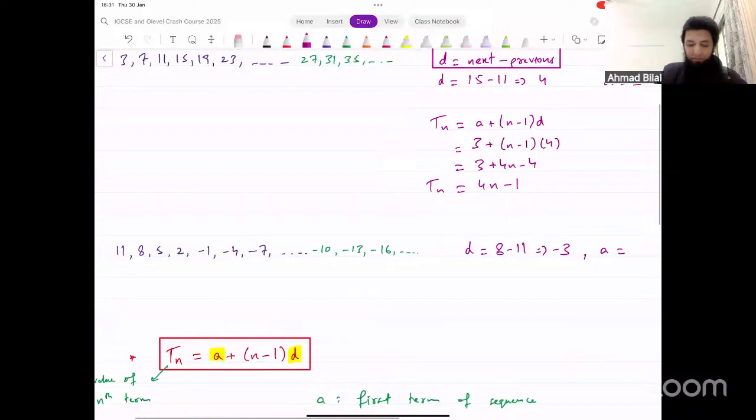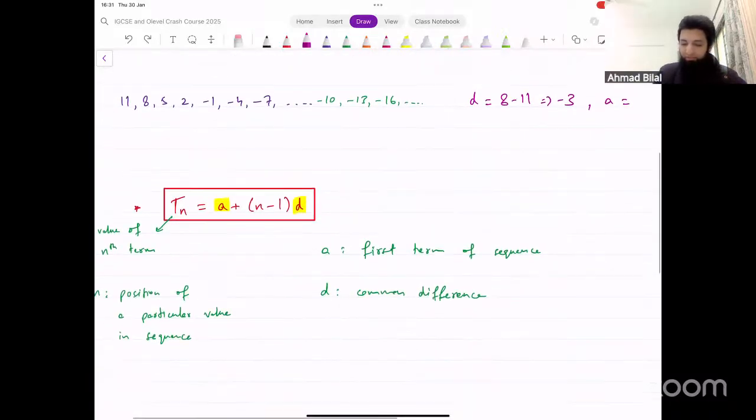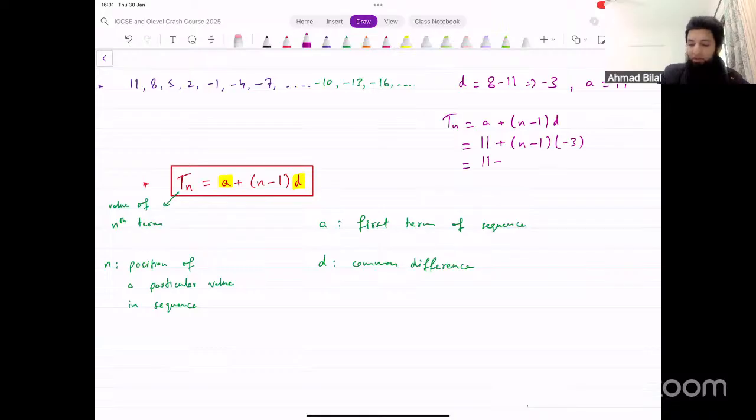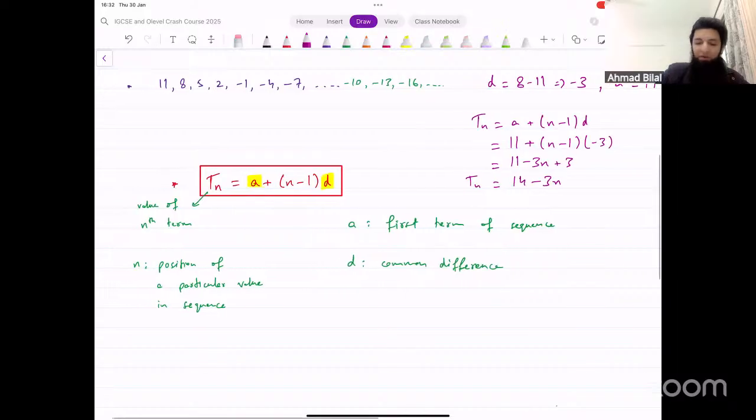What about A? A is the first term of the sequence. The first term of the sequence is 11. Now using this formula that I wrote there, I can write down the nth term of the sequence. Tn equals A plus n minus 1 times D. Let's input values in this. A is equal to 11 plus n minus 1 times the difference, which is negative 3. We could simplify this, and that gives us 11 minus 3n plus 3. And that simplifies to minus 3n plus 14, or you could say 14 minus 3n. That is the nth term formula for the second sequence.